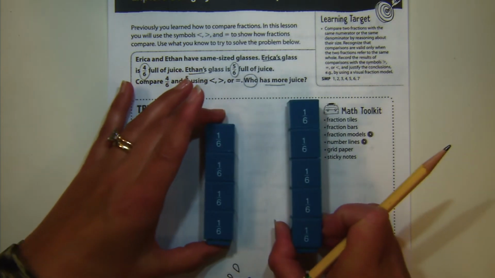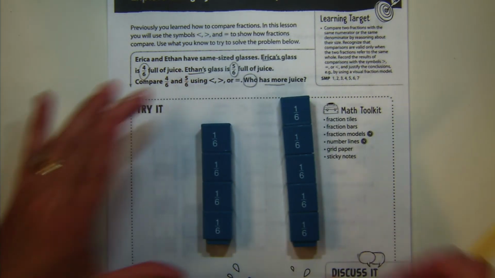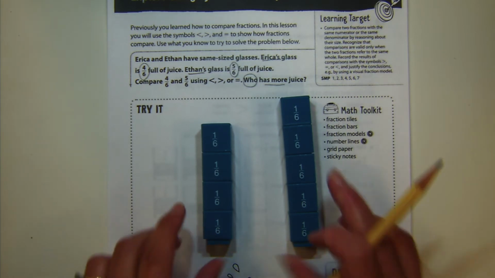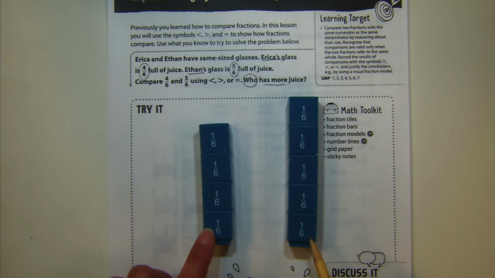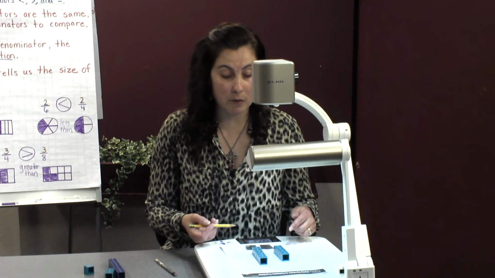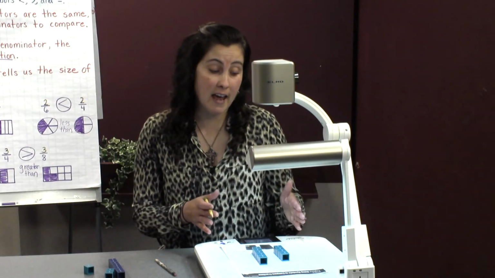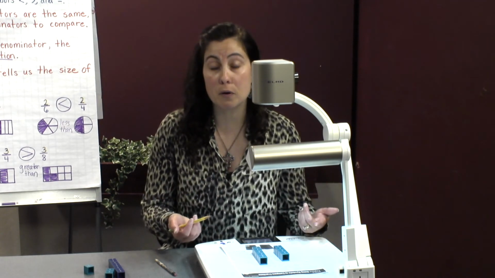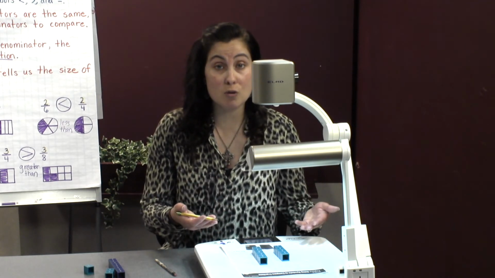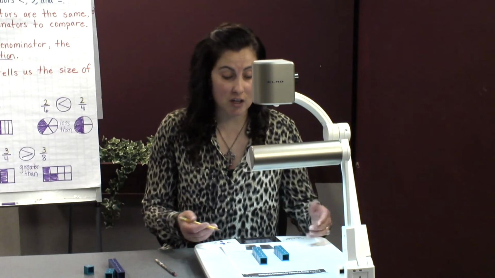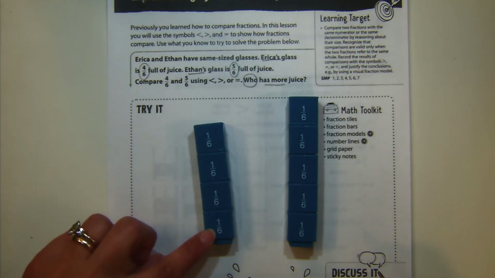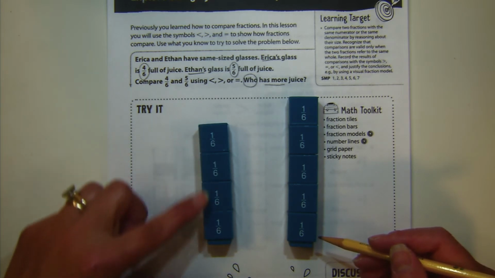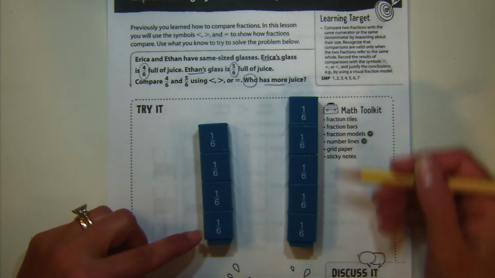What you'll notice about this is that they have common denominators. They both are cut into 6. So remember what we talked about. When a fraction has common denominators, you look at the top number. The more parts that you shade, the bigger the fraction. Here we have 4/6. Here we have 5/6. So clearly, Erica has less juice than Ethan.